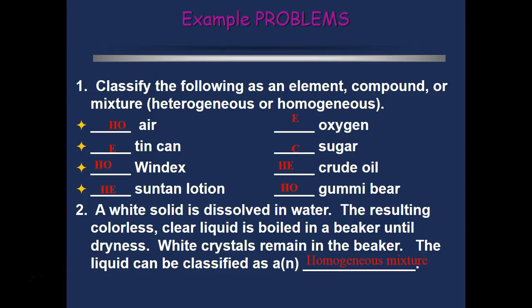A white solid is dissolved in water. The resulting colorless, clear liquid is boiled in a beaker until dryness. White crystals remain in the beaker. The liquid can be classified as, so here's what I notice. First, they could be separated physically. This would be through evaporation or distillation. So that makes it a mixture if it can be separated. We're left with two different kinds of things: whatever evaporated, and then these white crystals which we could not see before. If we couldn't see them before, then that makes it homogeneous.